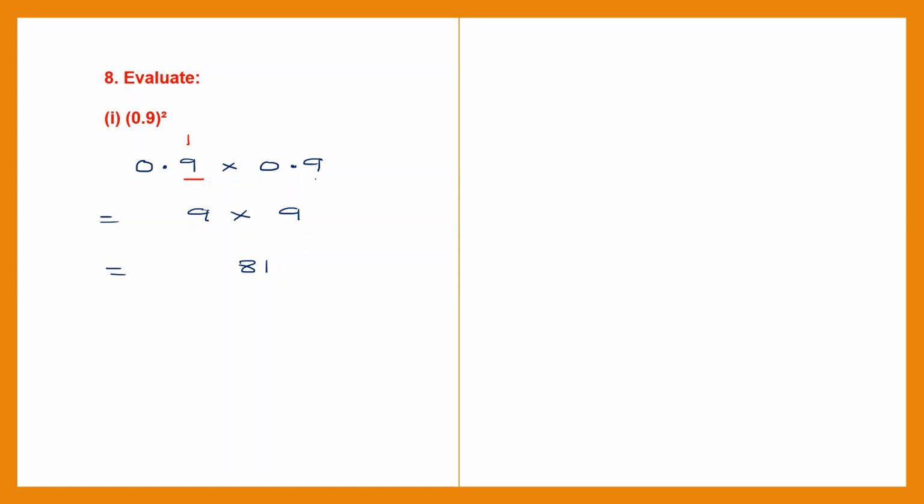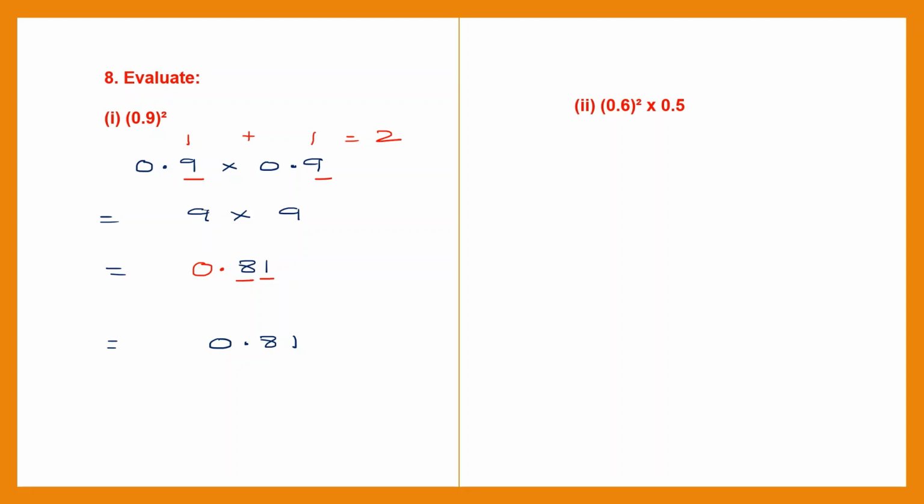Here we have 1. And here we have 1. So 1 plus 1, we have 2 decimal places. That means our answer here also should have 2 decimal places. So we start from the right, move towards the left 2 places. So this is 1 place, this is 1 more place, 2. So put a point here and a 0 before that. So our final answer here will be 0.81.